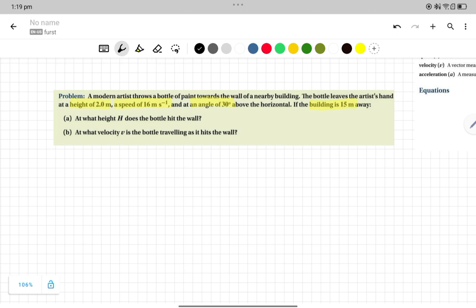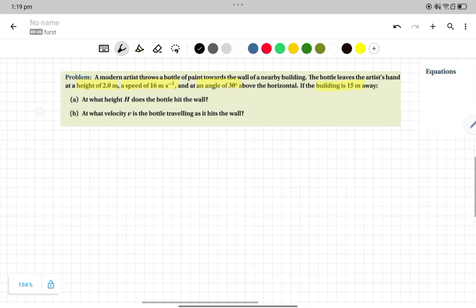If the building is 15 meters away, A. At what height h does the bottle hit the wall? And B. At what velocity v is the bottle traveling at as it hits the wall? Okay, so before we attempt either part, it's always good to draw a diagram explaining what you're doing.